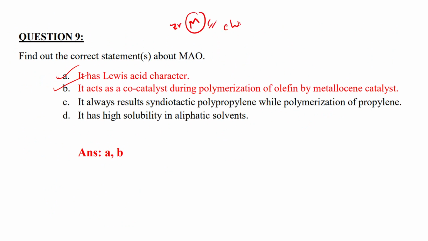Is it chiral or achiral, meso? All those things are possible. So that depends upon this, not on MAO. So using only MAO, it cannot specify that you would end up with syndiotactic polymer. It can give you syndiotactic, atactic or isotactic, any of them can be possible. So the only thing is that it is fully dependent upon your metal, not the cocatalyst.